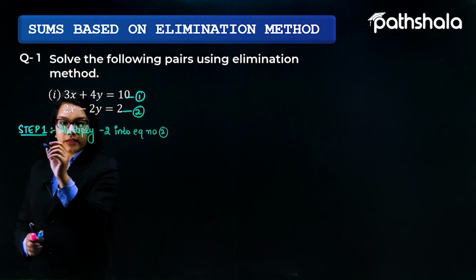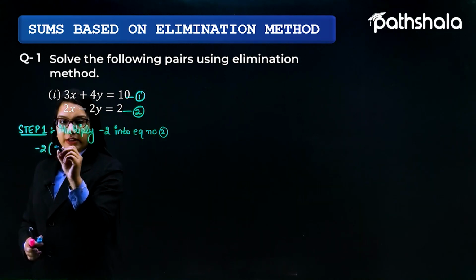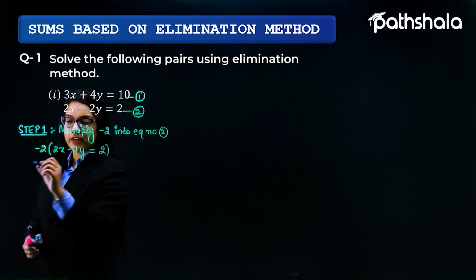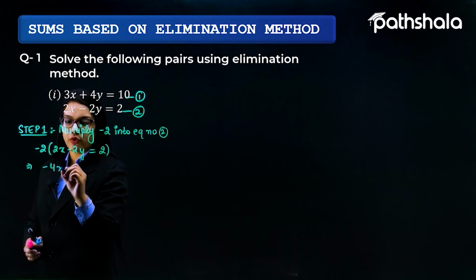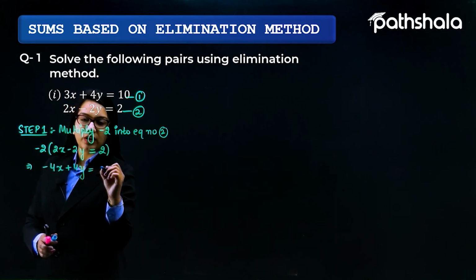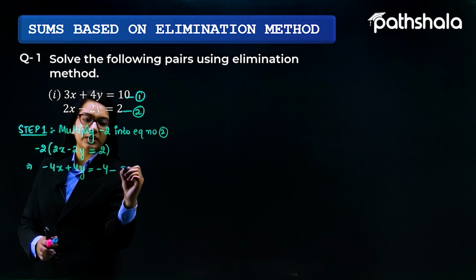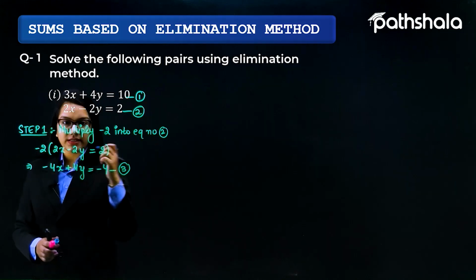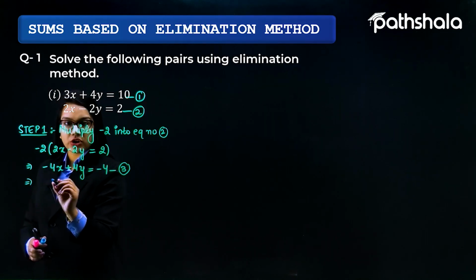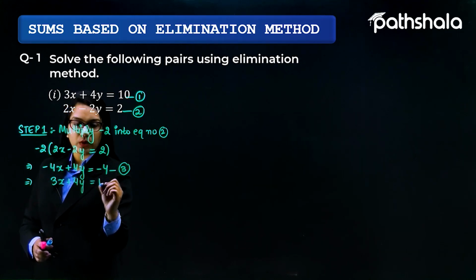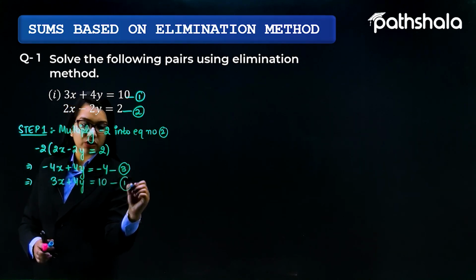So if we take minus 2 and multiply with 2x minus 2y is equal to 2, we get the equation minus 4x plus 4y, which is equal to minus 2 into 2, that is minus 4. Let us call this the third equation, and I'm taking the first equation as it is over here. So we have the first equation as 3x plus 4y is equal to 10. This is my first equation.